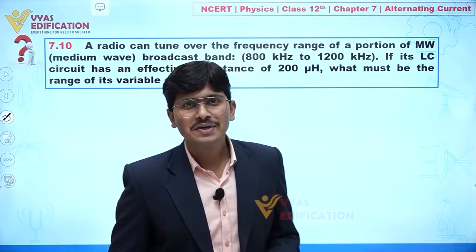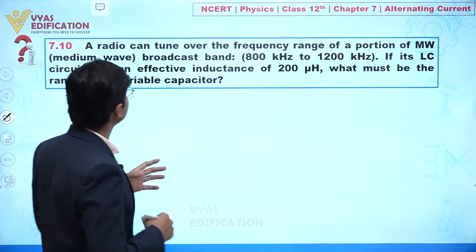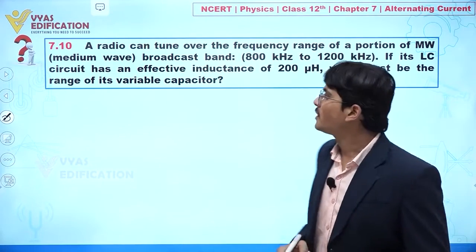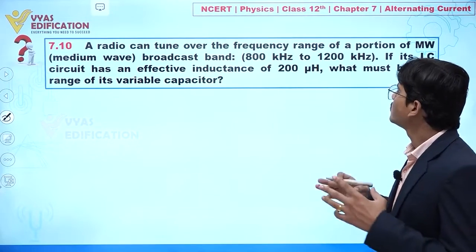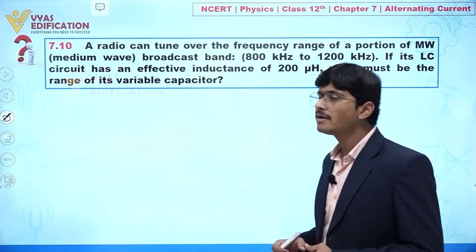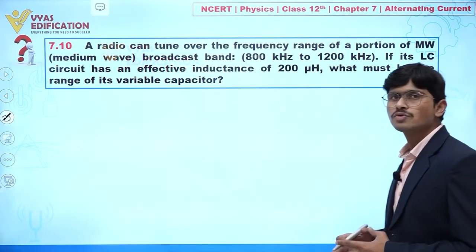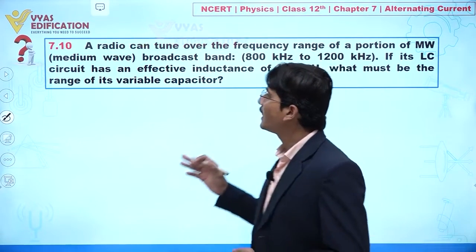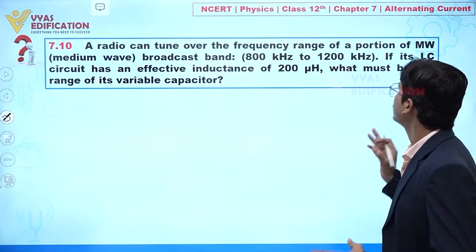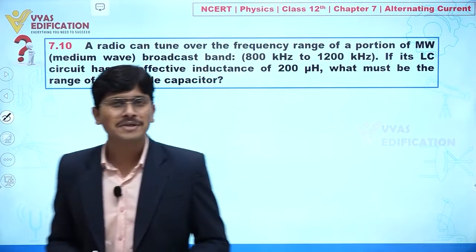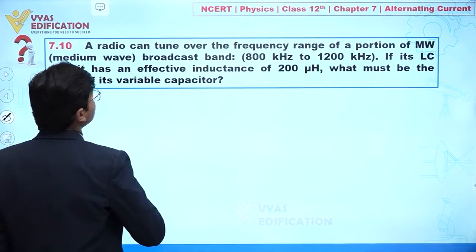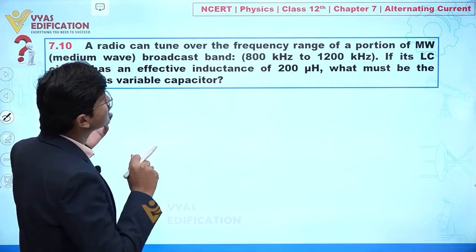Now students, we are going to discuss the next question, question number 7.10. A radio can tune over the frequency range of a portion of the medium wave broadcast band, 800 kilohertz to 1200 kilohertz. If an LC circuit has an effective inductance of 200 microhenry, what must be the range of its variable capacitor? Actually one important term is given to you. It is given here because this is a radio.